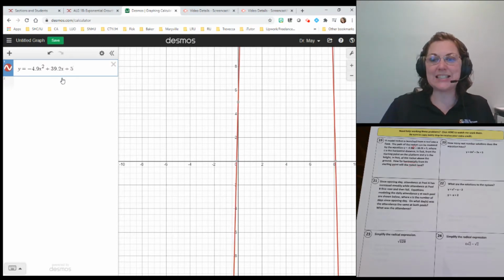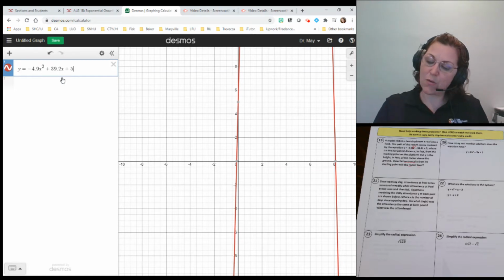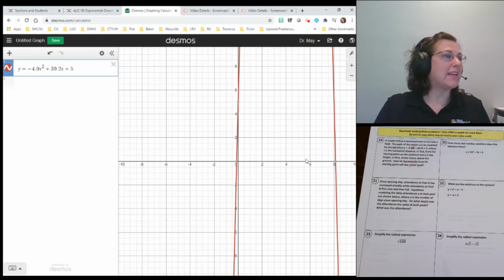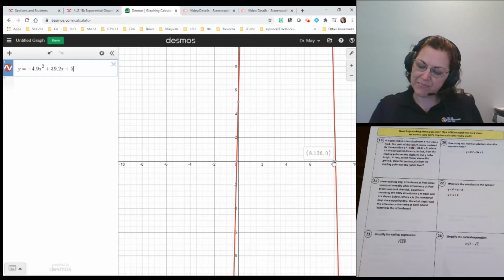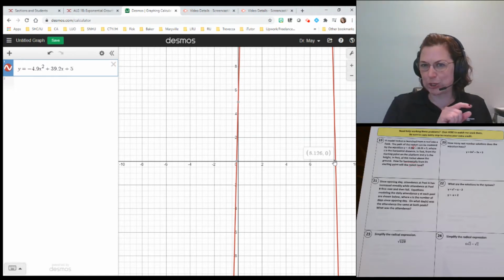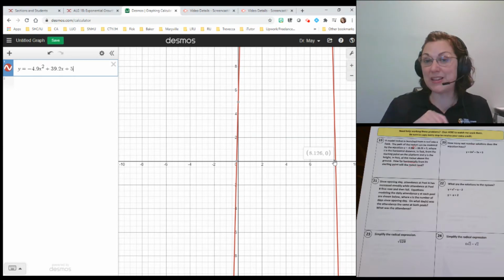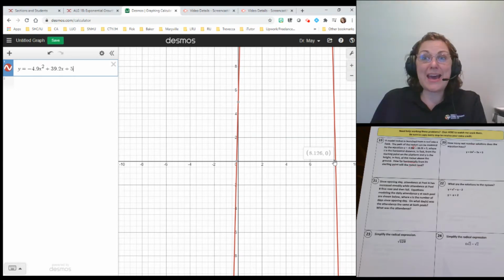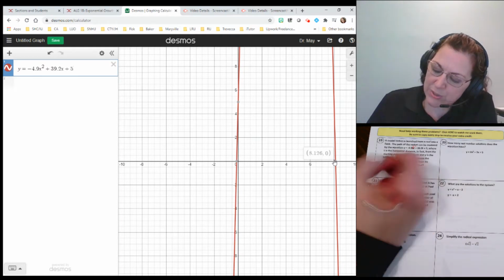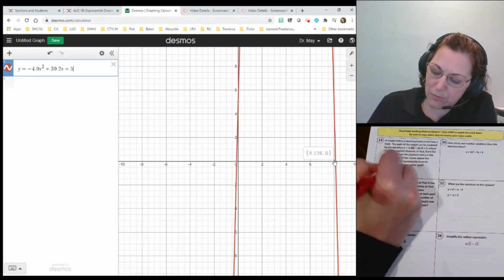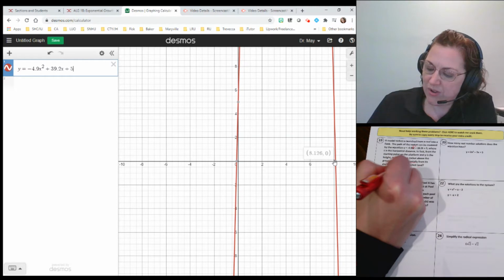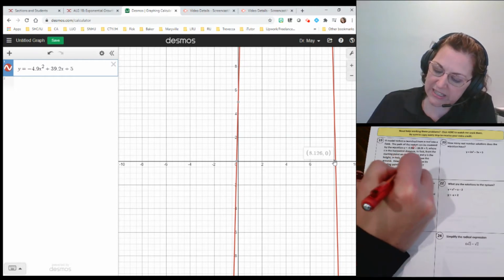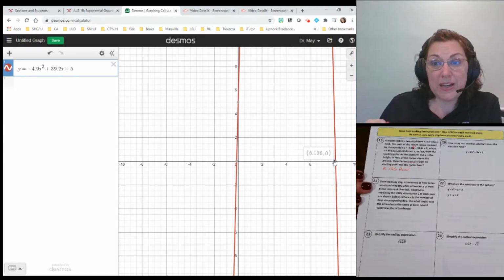Remember, it's asking us how far horizontally from its starting point will the rocket land? Well, the rocket's going to land when it comes back down, right? And so we're looking at this value here. Did you see how when I moved my cursor on that point, Desmos told me the value? Love that about Desmos, right? And so we're going to get 8.126 feet.